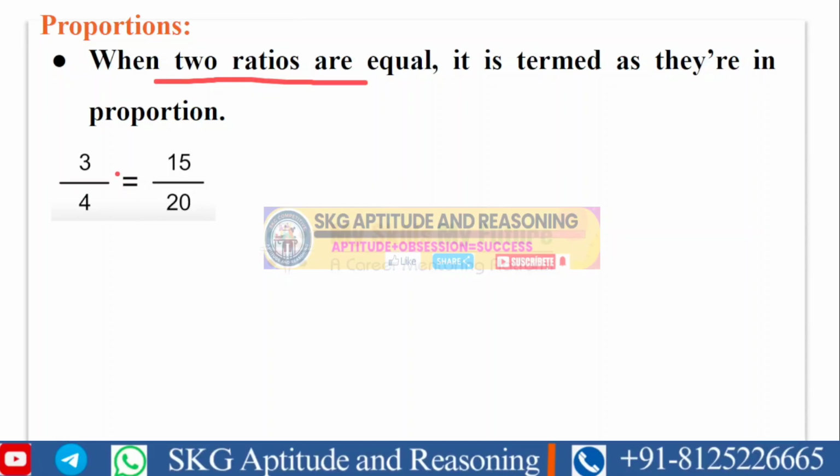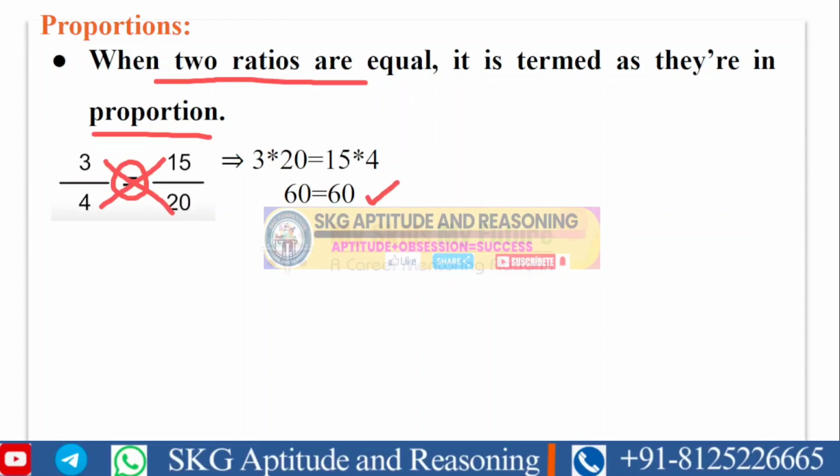Now I am checking whether these ratios are equal or not. If these two ratios are equal, then I'll say that these ratios are in proportion. In order to check whether they are in proportion or not, we need to cross multiply the values here. After doing so, what we'll get? 3 into 20 will be equal to 15 into 4. So here 60 equals 60. When we get this type of situation, we'll say that the given ratios are in proportion.